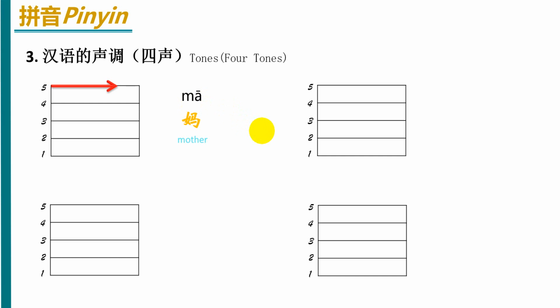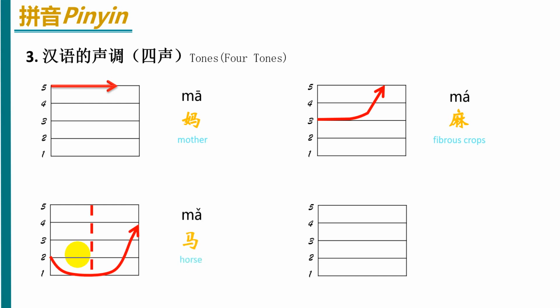Now the second tone, from 3 to 5, so it was rising. 妈, yes, good. Ma. Now number 3, the third tone, from 2 to 1 and 1 to 4, like a wave. So this one, 妈, yes, good. Ma. Okay, now the last one, from 5 to 1, falling down. 妈, yes. Ma. Yes, good.